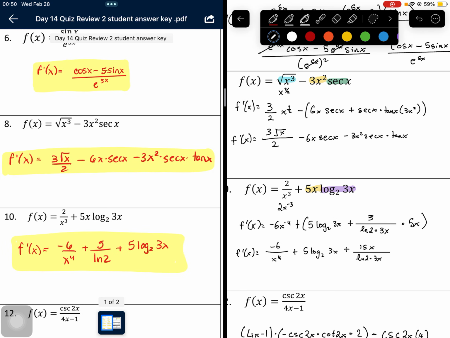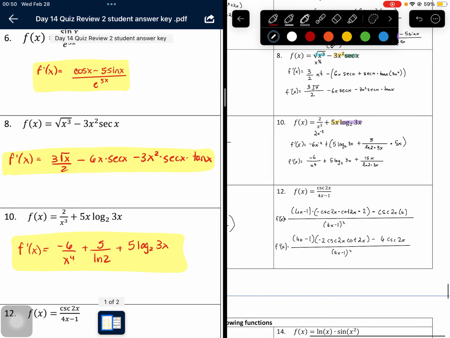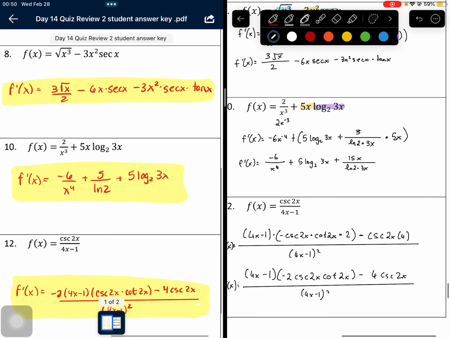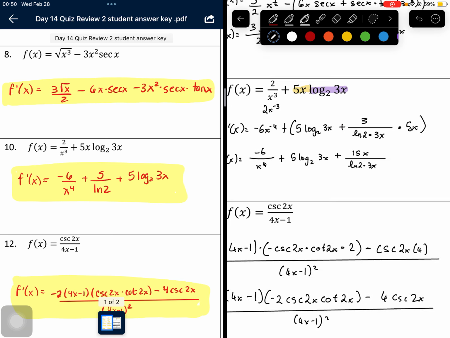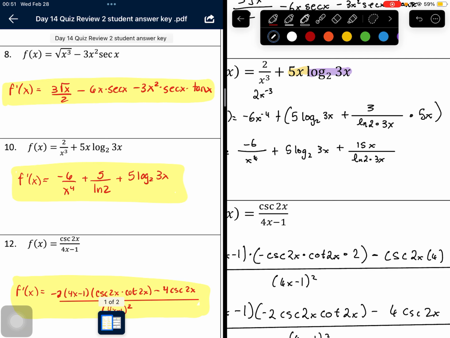3 over 2x. Yep, the first part's correct. Minus 6x secant x. That's fine. Negative 3x squared. Yeah. This one's also right. Let's just take a look at number 10 since we're already here. Negative 6x over, that's fine. 5 log. Okay. So they did some simplification. 5 log 2, 3x. That portion's right here.